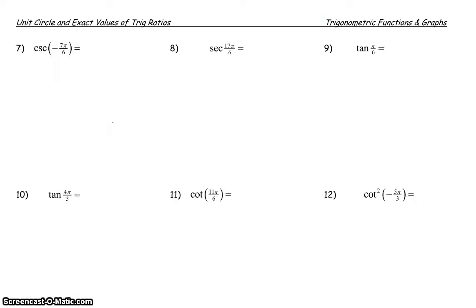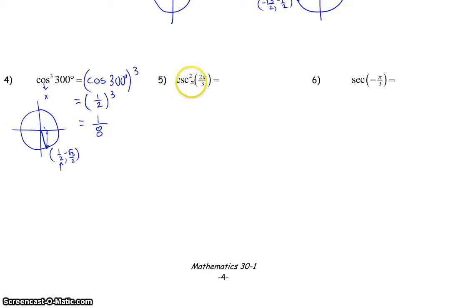All right, let's continue on. We have cosecant squared of 2 pi over 3. Now, if you're feeling like you can pause the video and try a few of these on your own, feel free to do that. I'm going to keep walking through these for those of you who need a little more assistance.